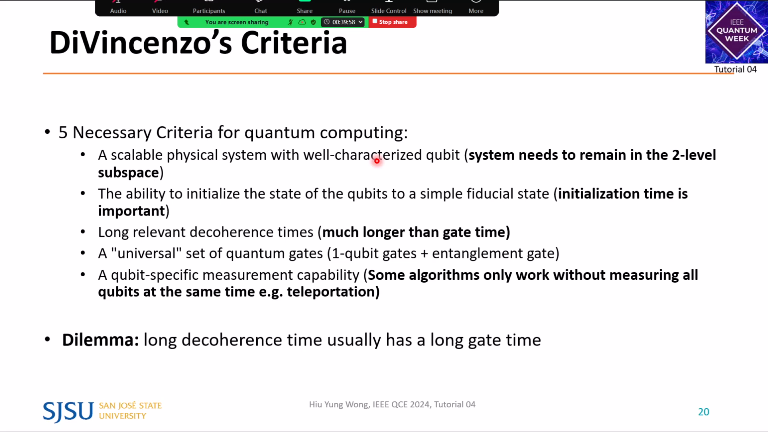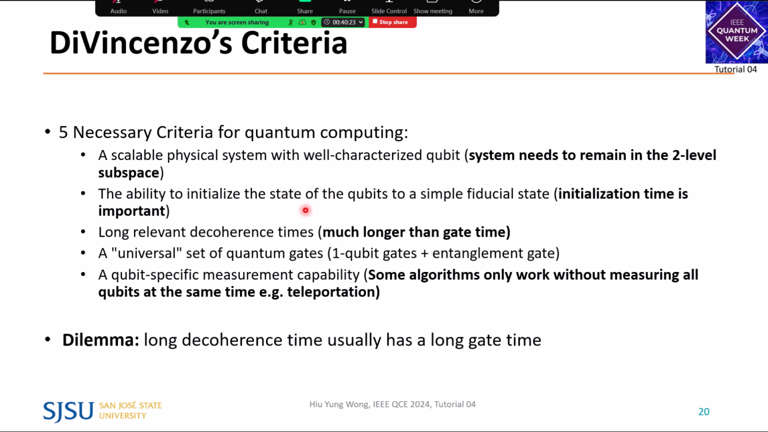Also, you cannot have many levels because I want to stay in the ground and the first excited state. If during the computation, let's say the atomic state jumps to the 3rd level, then I lose all the information. It's not confined in the so-called Hilbert space I'm working in. So you need to have a well-separated and also well-defined 2-level space.